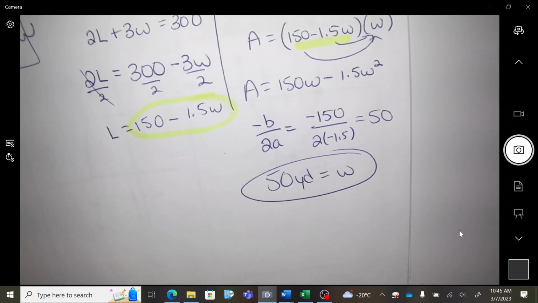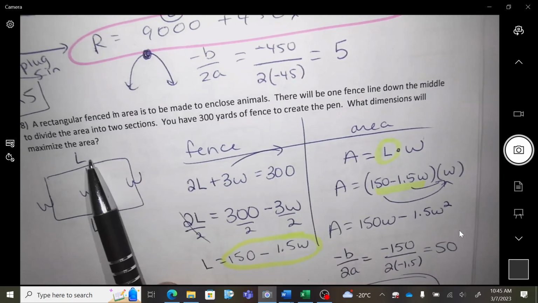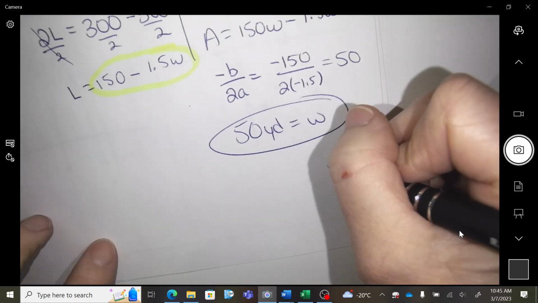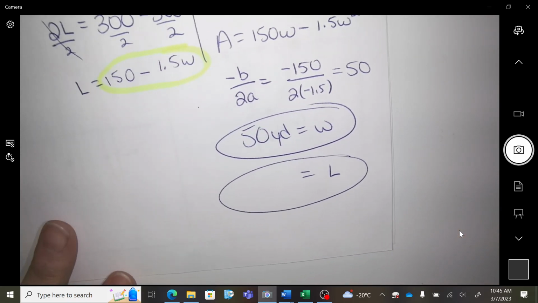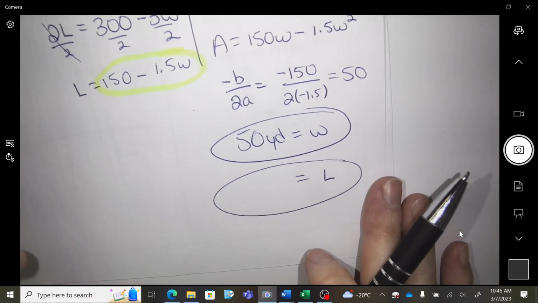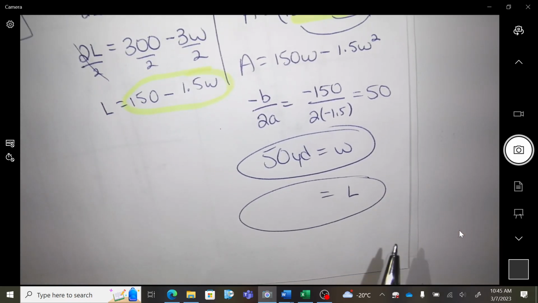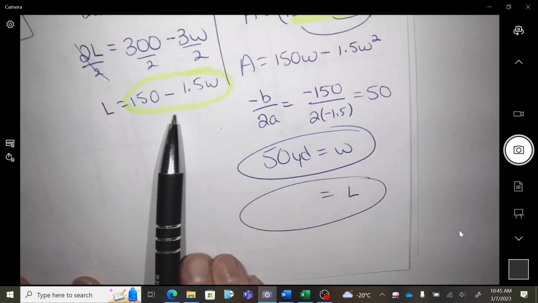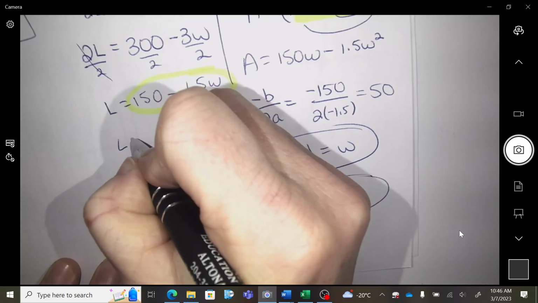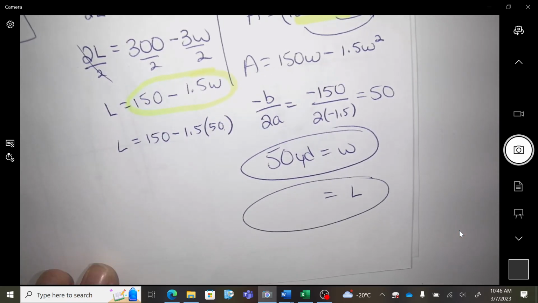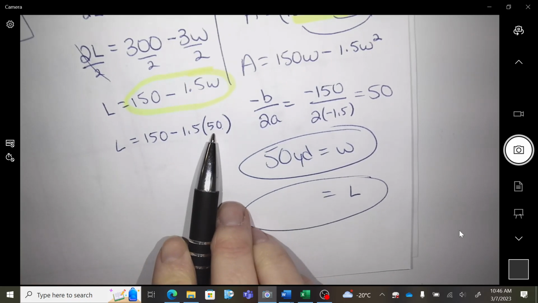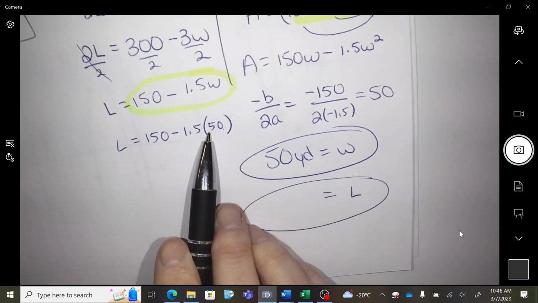That's one thing I know. And the question says, what are the dimensions? So I need you to figure out the length of this. So what do you want to do to get the length? Look for a spot to plug in. Is there something that would get you length when you plugged it in? Yeah, right here. So length equals 150 minus 1.5, plug in 50. Does that make sense? Why I'm plugging it into that line?